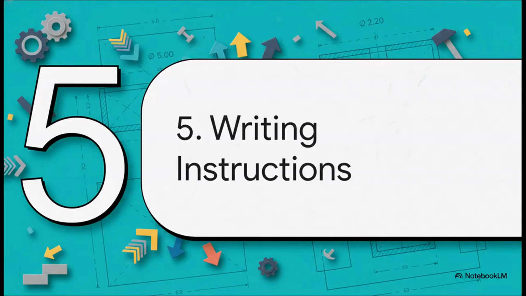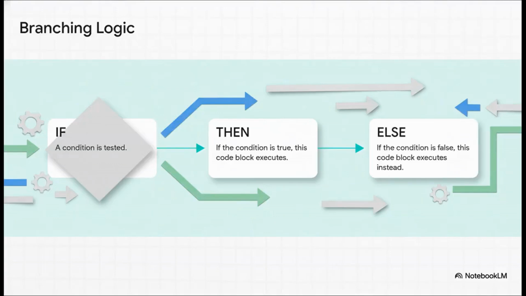The blueprint is officially done. Now we finally get to the construction phase. It is time to write the actual instructions that tell the program what to do. This is where we use logic to control the flow. Branching is how a program makes those decisions we talked about, bringing that flowchart diamond to life.